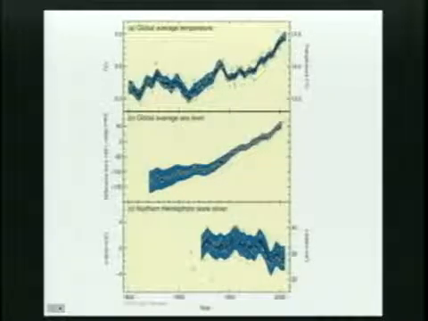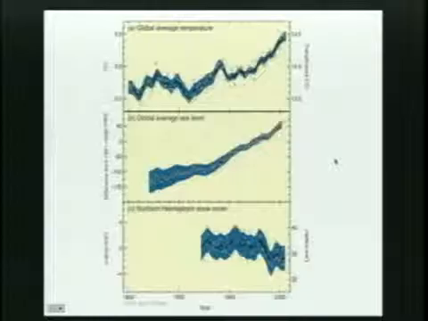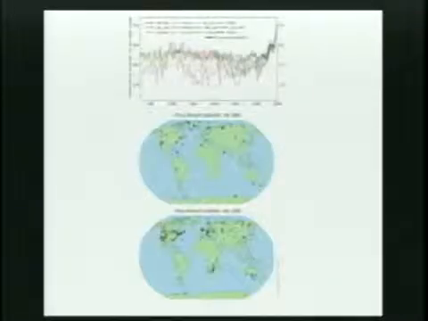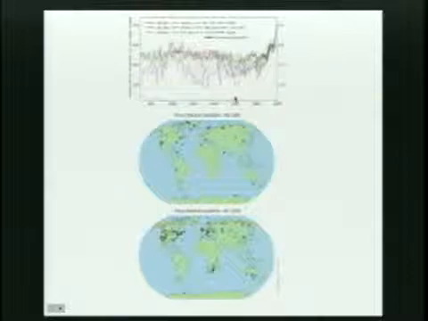This last one is the snow cover, which is a little bit harder to measure, but this is trying to show that snow cover has decreased, which is supposed to be a measure of the overall temperature increase. It's bad for snowboarding. Okay. This is a plot of the temperature measurements at different locations.